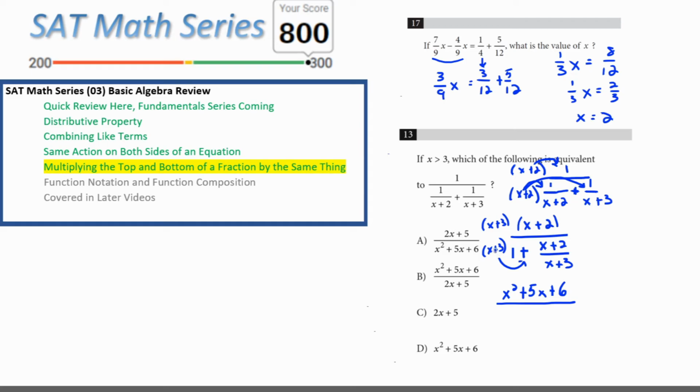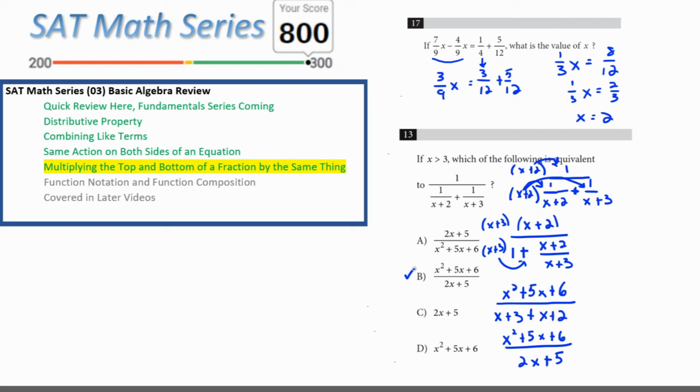In the denominator, again, we distribute the x plus 3 over the plus. Multiplying the x plus 3 times the 1 will give x plus 3. And then multiplying the x plus 3 by this expression will simply cancel the denominator, and you'll be left with x plus 2. Then, the denominator has like terms to be combined. And we arrive at answer choice B.